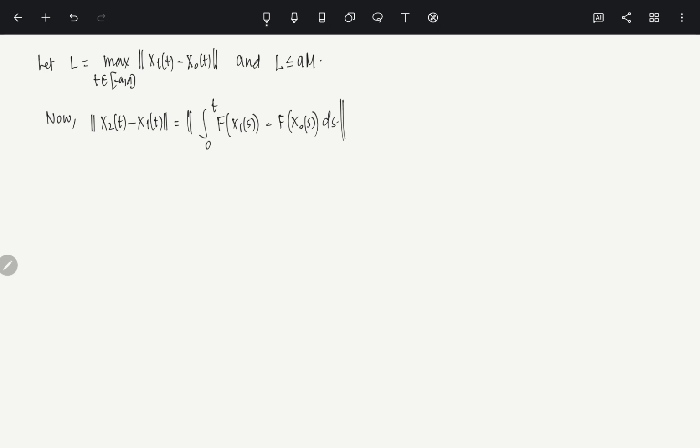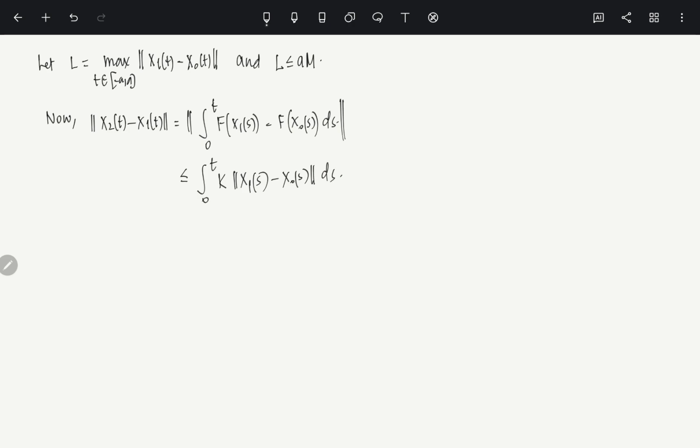Okay, now you see, I know that this is again dominated by the integral from 0 to t of k times the norm of x1 of s minus x0 of s ds. Okay, this we already know.